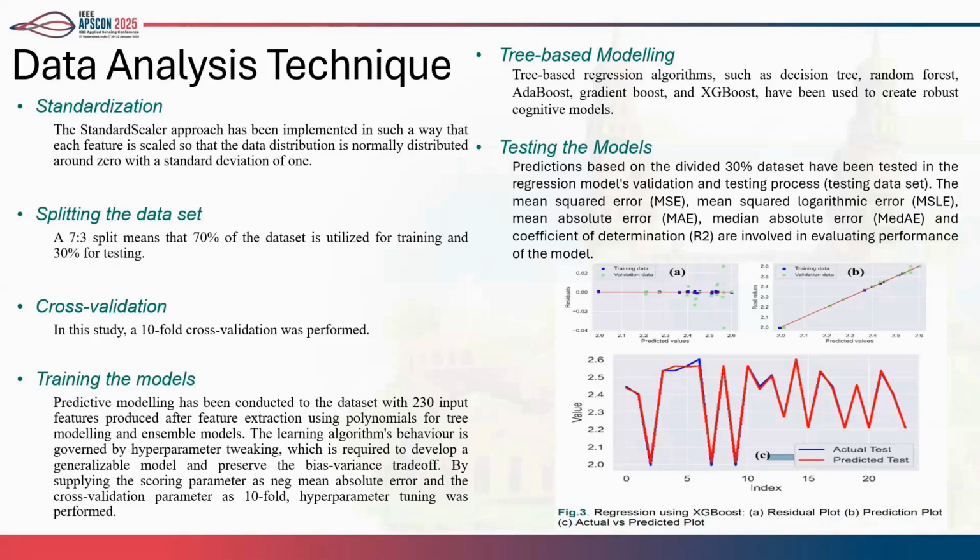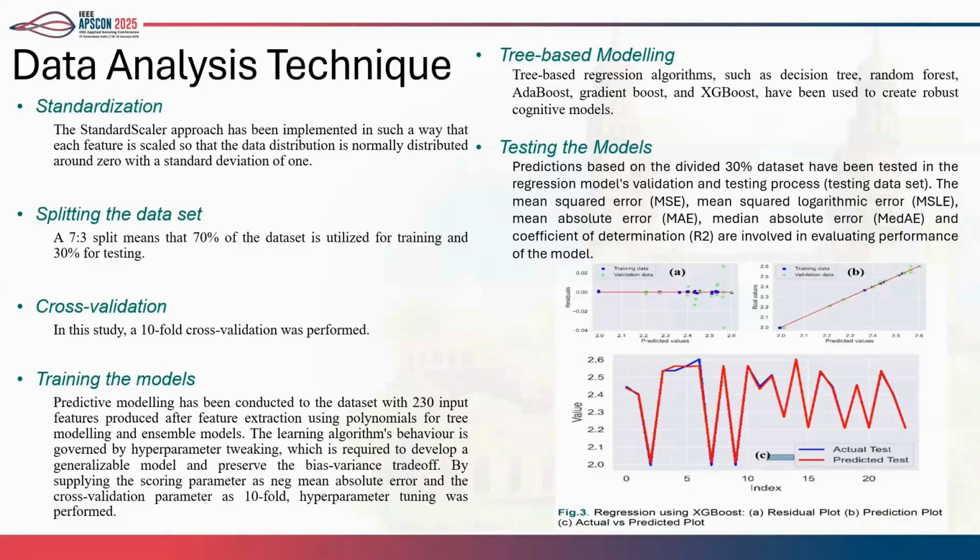For the training and the validation part, we have done the 10-fold cross validation. Then the training has been performed on the 10-fold cross validation, and tree-based modeling has been performed. As I mentioned earlier, it's the decision tree, random forest, AdaBoost, gradient boost, XGBoost, and then further the model was tested on the remaining 30% which was left, and then we have considered the regression metrics, basically, which are the error terms along with the coefficient of determination.